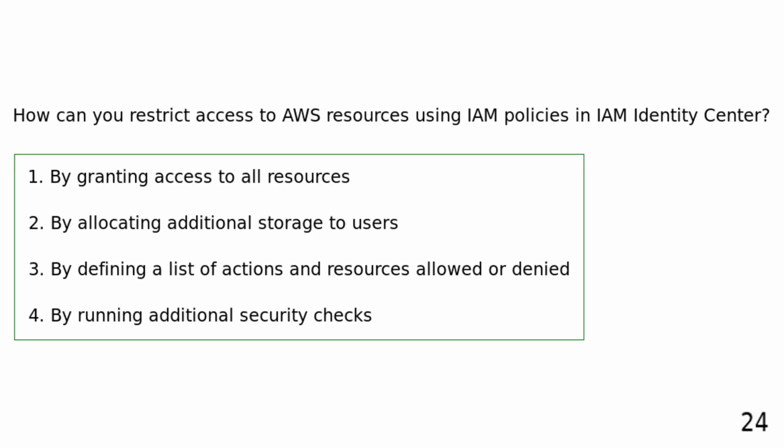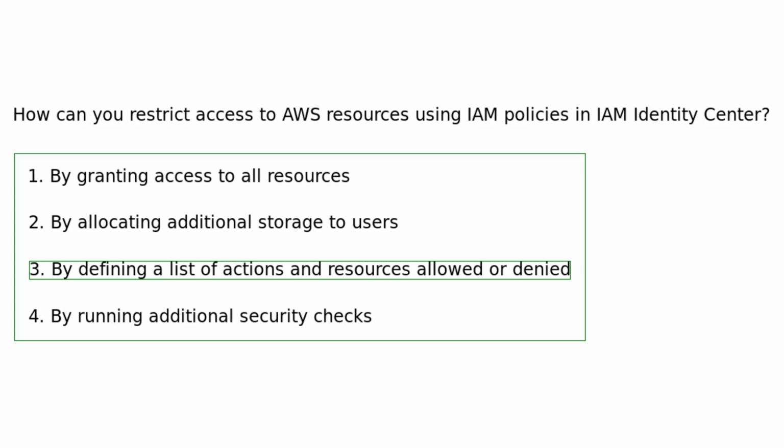How can you restrict access to AWS resources using IAM policies in IAM Identity Center? By granting access to all resources. By allocating additional storage to users. By defining a list of actions and resources allowed or denied. By running additional security checks. IAM policies in IAM Identity Center can be used to restrict access to AWS resources by defining a list of actions and resources that are either allowed or denied for a user, group, or role.